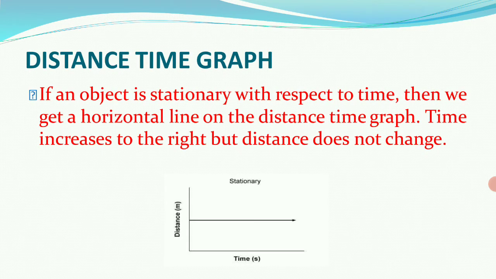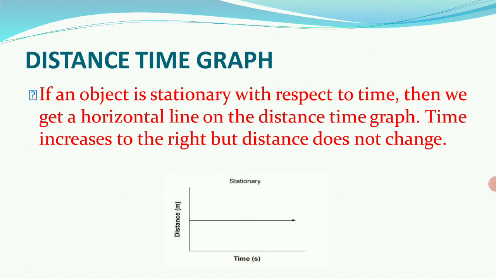Next, the distance time graph. Suppose an object is stationary with respect to time, at a rest position, and time is changing. We can draw a graph between distance and time, distance taken on the y-axis and time taken on the x-axis. Now the object is at rest but time is increasing, then we get a straight line. The time increases to the right but the distance is not changing, so distance is constant but time is increasing. So this is the graph for stationary objects.